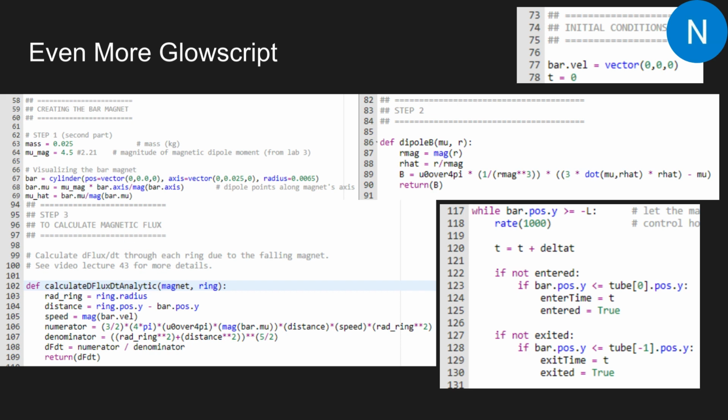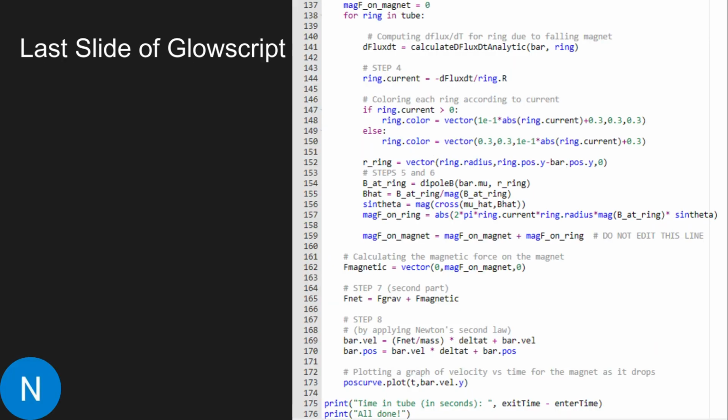So more GlowScript code here. We got a lot of stuff. Initial conditions, creating the bar magnet, defining the dipole, and then calculating the actual magnetic flux, and then the while loop, which does the calculations of the actual motion of the magnet.